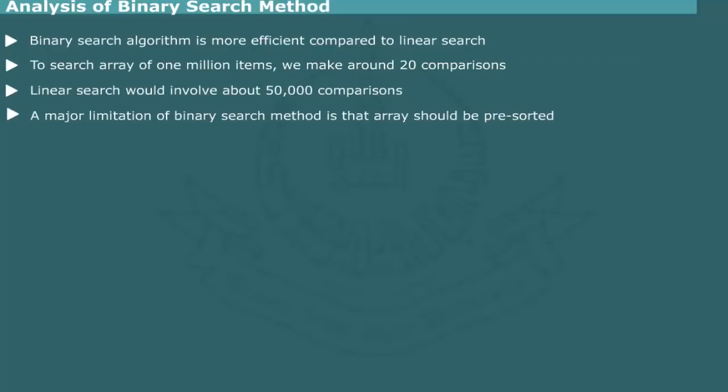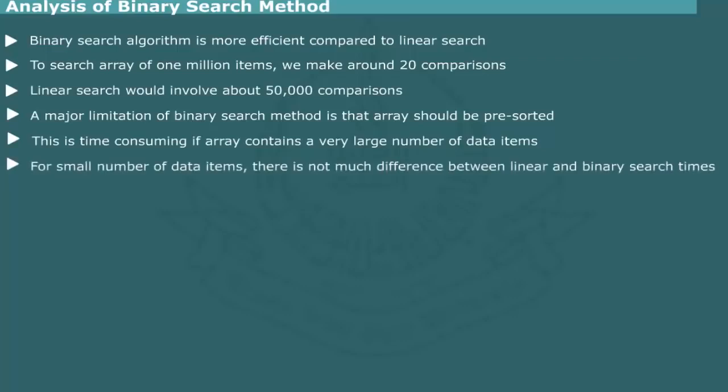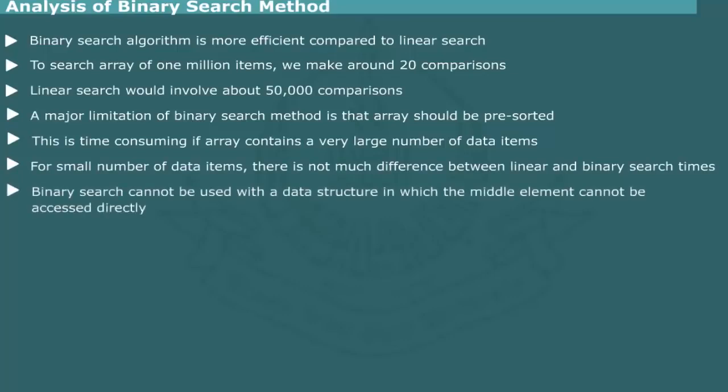A major limitation of the binary search method is that the array should be pre-sorted. This step itself would be time-consuming for a large array. For a very small data set, however, there will not be much difference between the linear and binary search methods. Further, the binary search method is not applicable to other data structures in which the middle element cannot be directly accessed. For example, it cannot be used on a linked list because there is no simple way to identify and access a middle element.